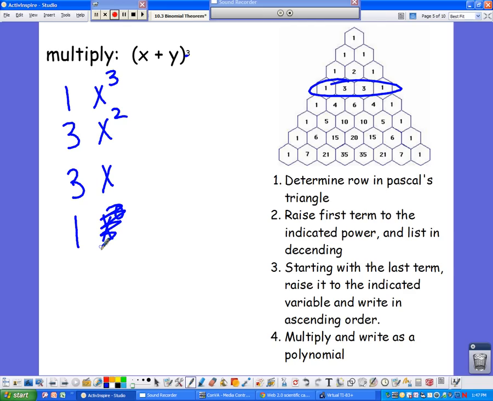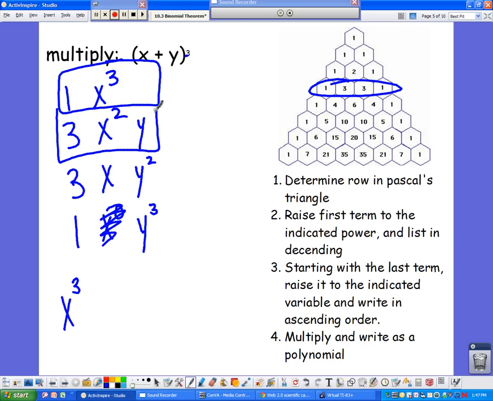So then we just look at the next one, starting with the last term, where we're down here, and you go y to the third, y squared, y, and no y. And if you're looking at your exponents, they should be 3. 2 plus 1 is 3, 1 plus 2 is 3, and that one's 3. And so the last thing is you just multiply and write it as a polynomial. So basically you're just going to put everything that's in the same row together. So x to the third, remember that has a coefficient of 1, then 3x squared y, so plus 3x squared y.